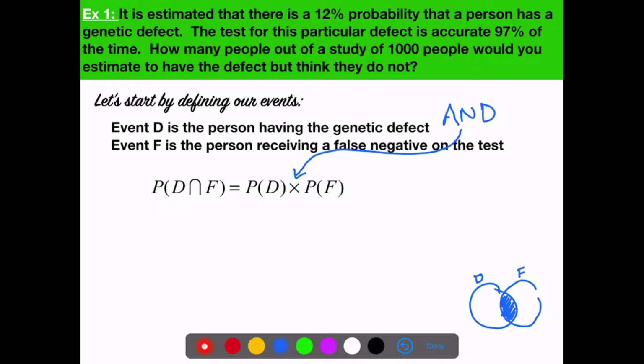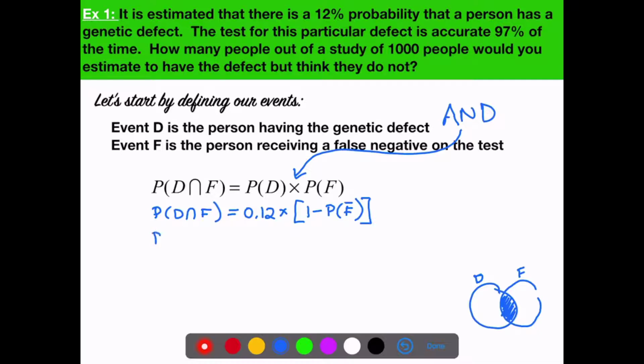AND is multiply. So if I want to continue working with this, we're going to say probability of the intersection. Probability of having the defect is 12%, so just convert to a decimal or a fraction, times probability of having the false negative test. That's actually not given to us in the question, though. What is given to us, though, is the probability that they have an accurate test. So that's the complement of getting a false negative. I could have defined the event differently in saying they had an accurate test as well, and then I just wouldn't have to write the complement like that, and that would have been fine.